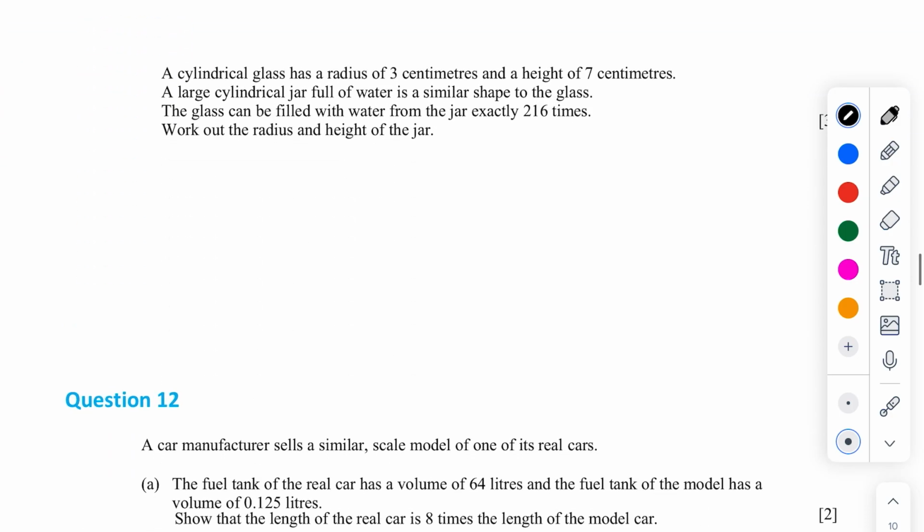Question number 11. Now here he has given the radius and height of a glass. A larger cylinder of similar shape, the jar. The glass can be filled with water from the jar exactly 216 times. Find the radius and height of the jar. So the volume of the larger one is 216 times the volume of the smaller one. That is the meaning.